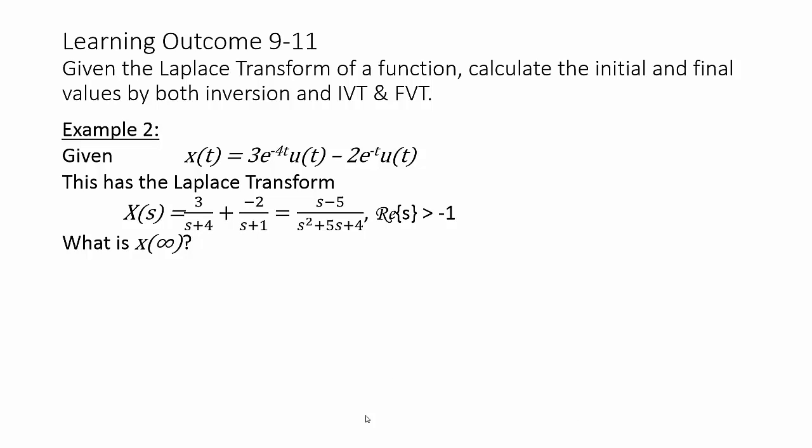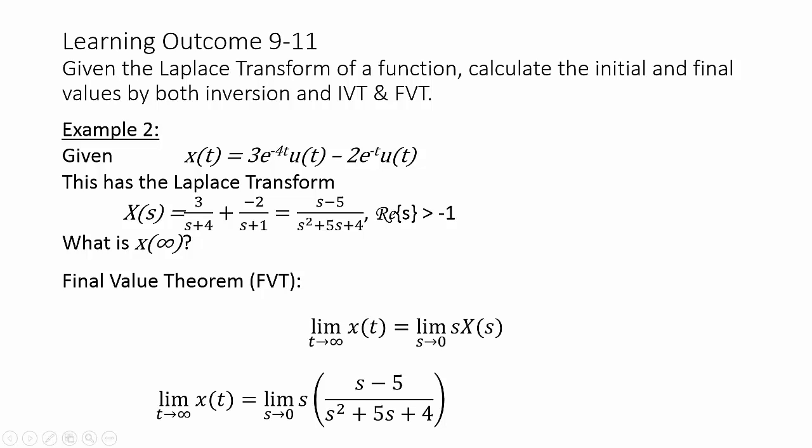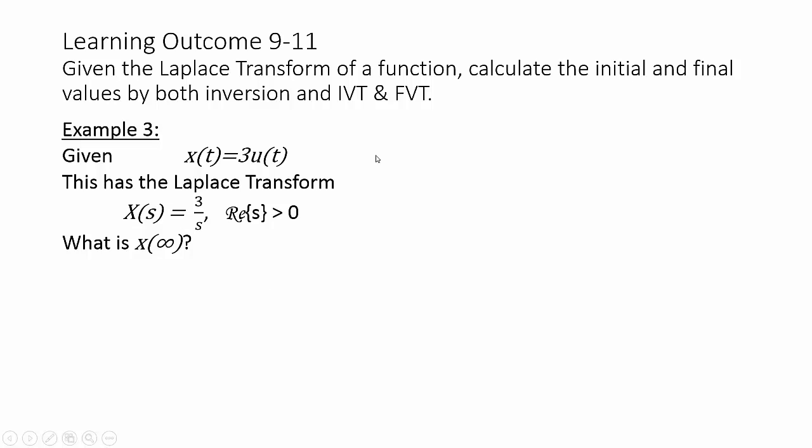Let's look at this example also with our X of s multiplied out into one ratio of fractions. We still apply the final value theorem. Take our s and multiply it by the original transform function. Multiply the s through. Now as the limit goes to 0, the numerator is 0, the denominator is 4, which equals 0. Same result.